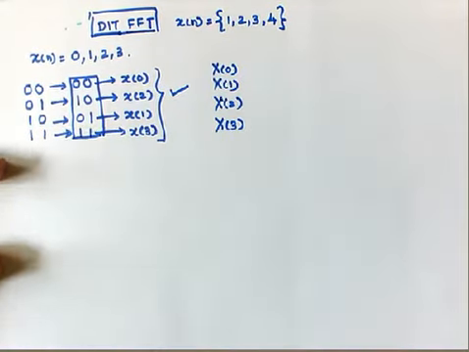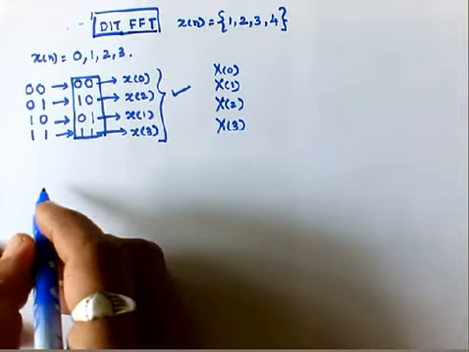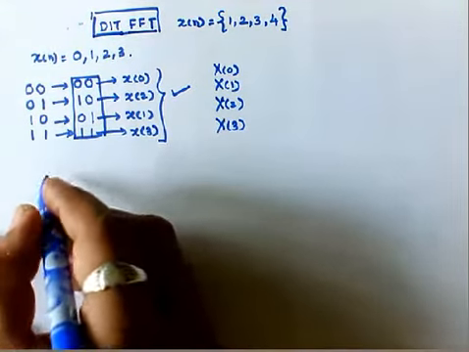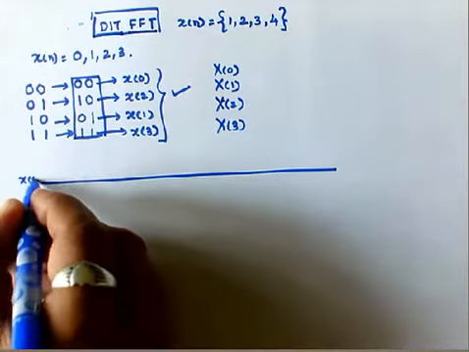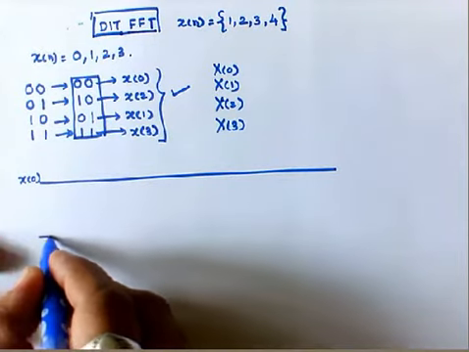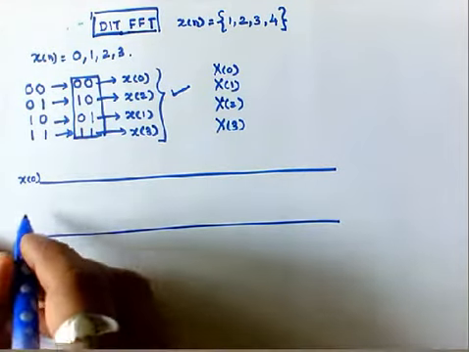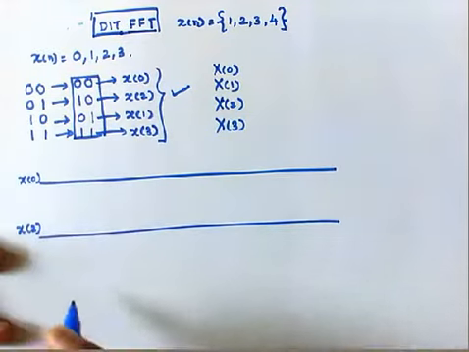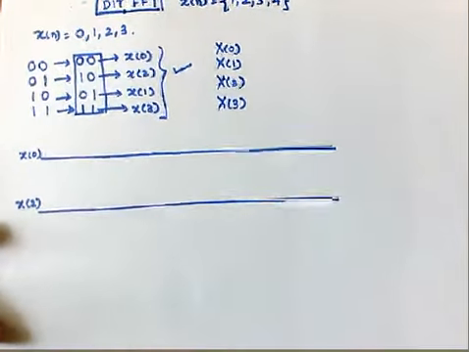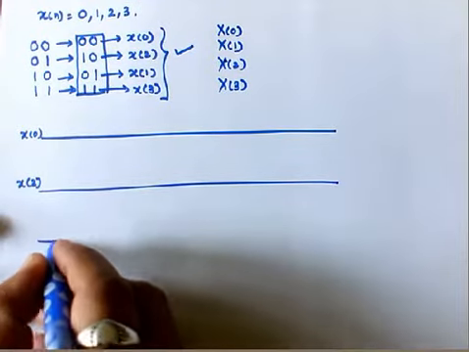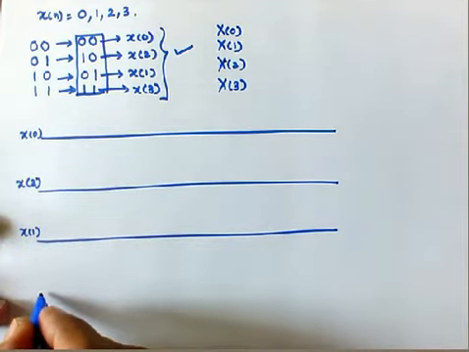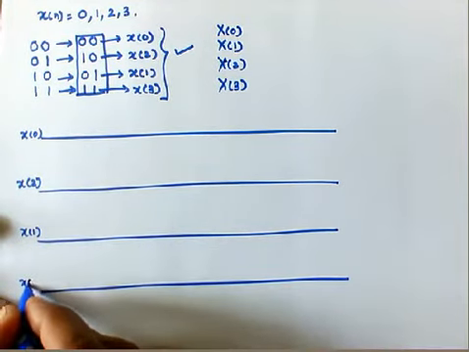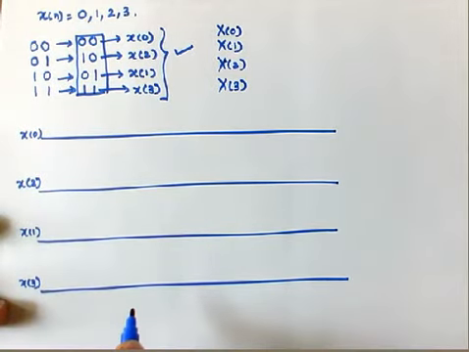So let's proceed to finding the FFT. For this, let's plot first of all x of 0. So this is nothing but x of 0. The next value, let's say, is x of 2. The next value we will require is x of 1, and lastly it is x of 3. So as we decided here, let's proceed with the first stage.